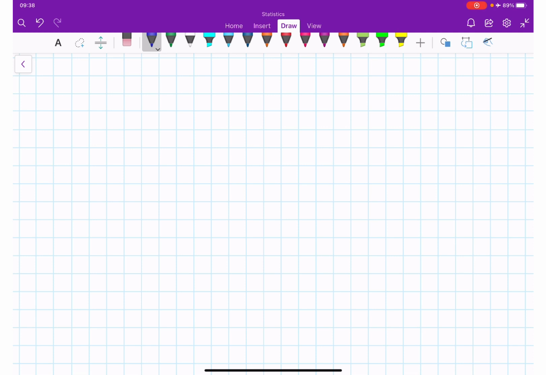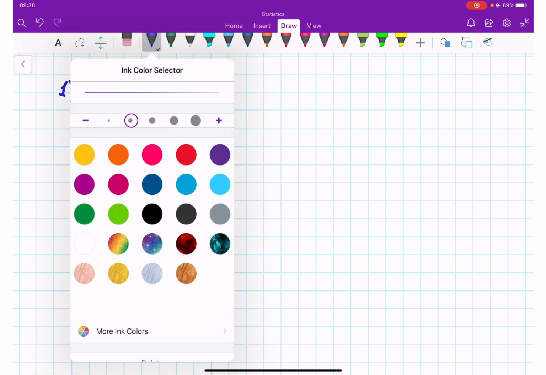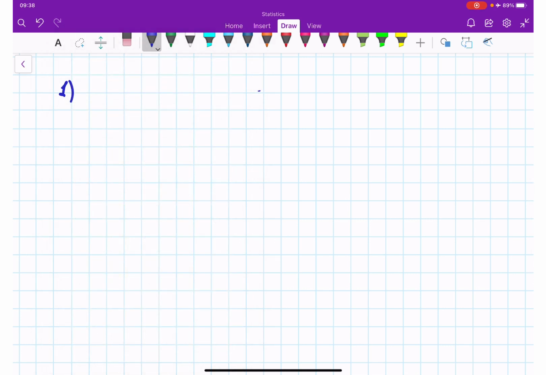Okay, question number 1. We have e to power 2.3. So e is an irrational number that is widely used in math. It's used for all kinds of economical problems mathematically.